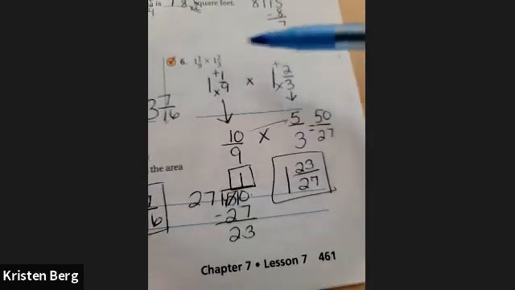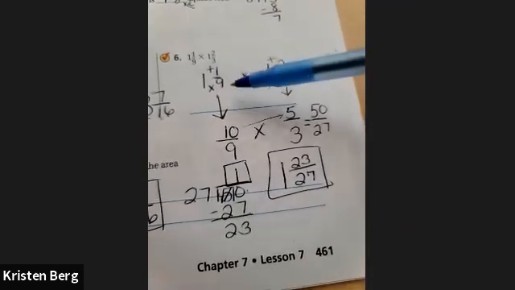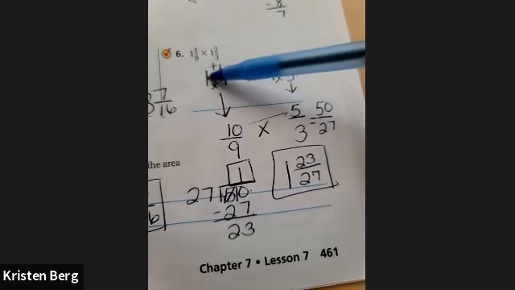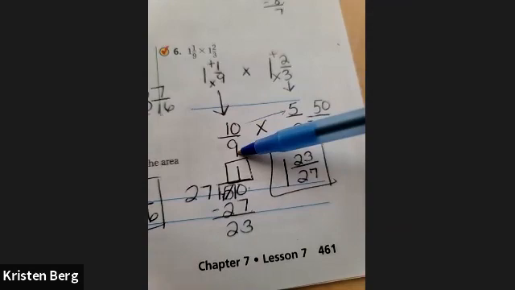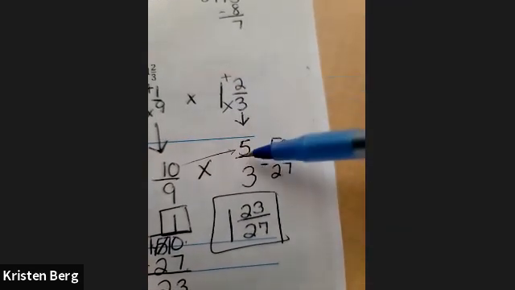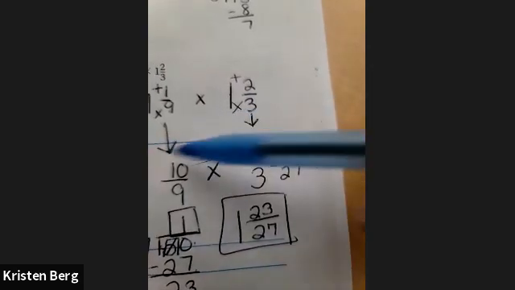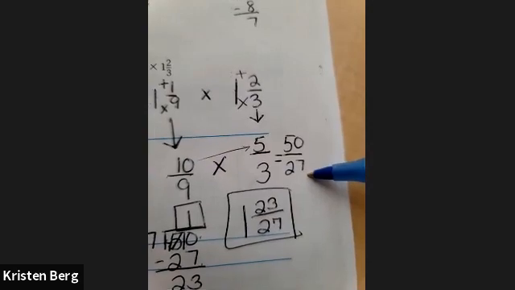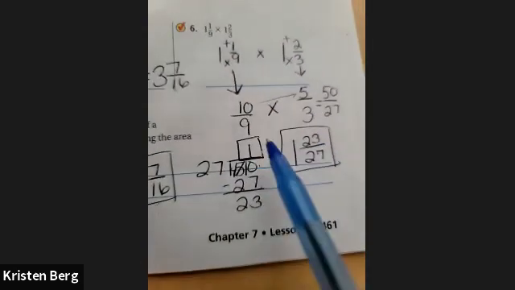Here again, you should have changed them to improper fractions first. This would have been a 9 as a denominator. 9 times 1 is 9, plus 1 is 10 ninths here. 3 times 1 is 3, plus 2 is 5/3. And then you just go across. That would have been 50/27, which you could not have as an answer.